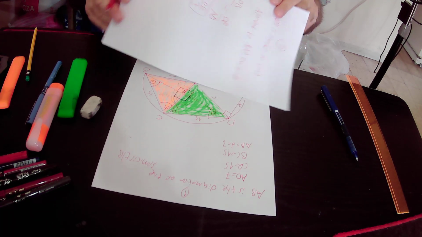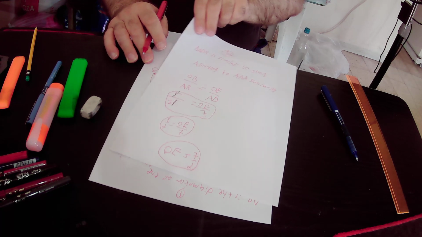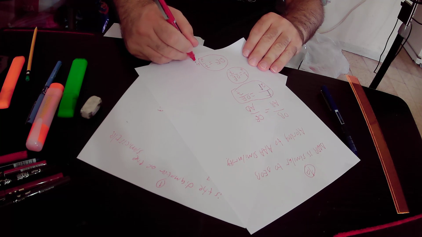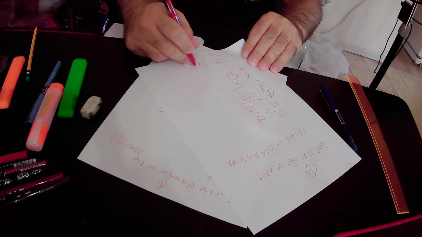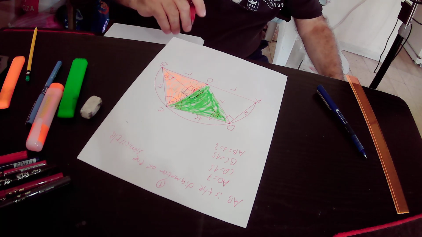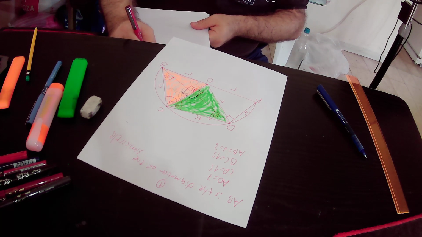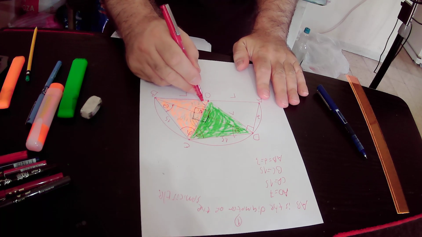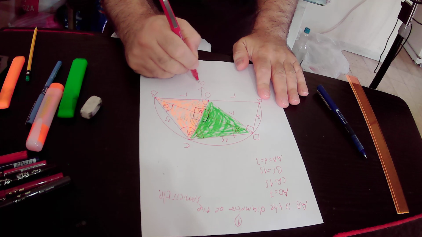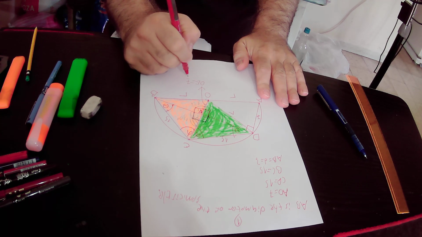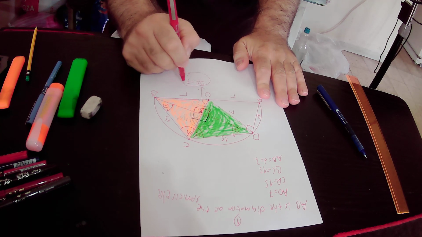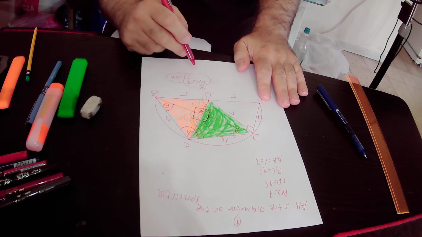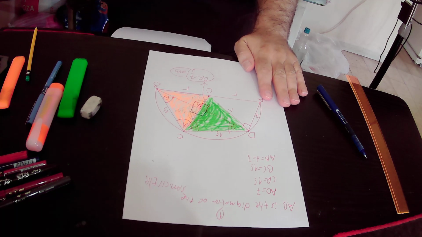OE equals 7 over 2 units. So we can write here that OE equals 7 over 2 units.